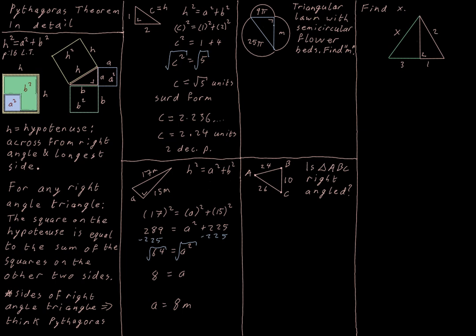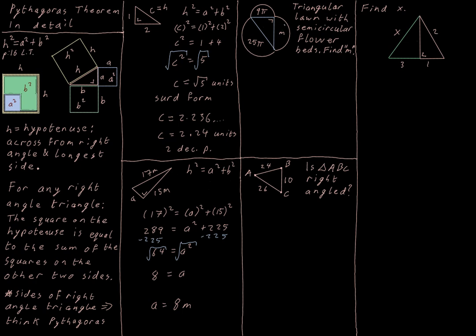Now, we can get different styles of questions that relate to Pythagoras. So these ones are very direct uses of them. We have an obvious right angle triangle, and we're just looking for sides. But we can also use the relationship in different ways. So we have a triangular lawn, that's our blue lines here, with semicircular flower beds, that's our semicircles here. So we're told that these are semicircles, and we're asked to find m.